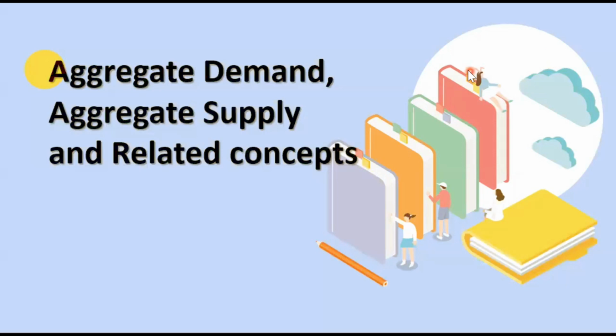In today's session, we will be studying class 12, Macroeconomics, chapter Aggregate Demand, Aggregate Supply, and Related Aggregates. In the previous class, you have studied about demand. What is demand? Demand is the quantity of goods and services which a consumer is willing to purchase at a particular price at a particular period of time. Now, what is aggregate demand?